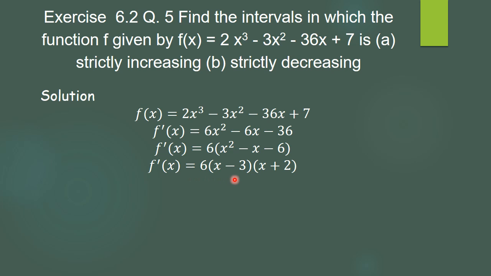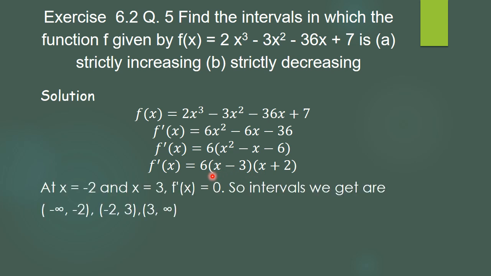And so we can say that the interval, since nothing is mentioned, we'll consider all real numbers. In real numbers, it means from minus infinity to plus infinity. At 3 and −2, f'(x) becomes 0. So our intervals will be from −∞ to −2, −2 to 3, and 3 to ∞. Now in these three intervals, we have to check whether the function increases or decreases.